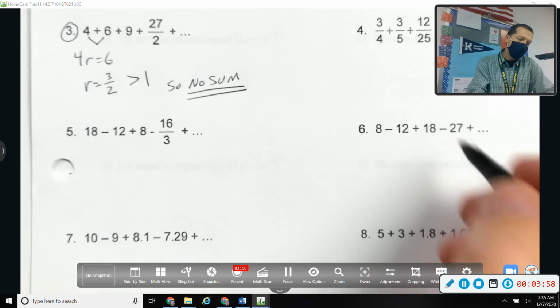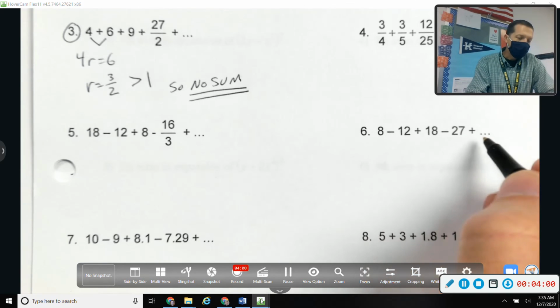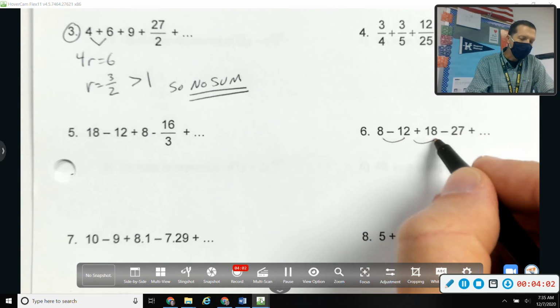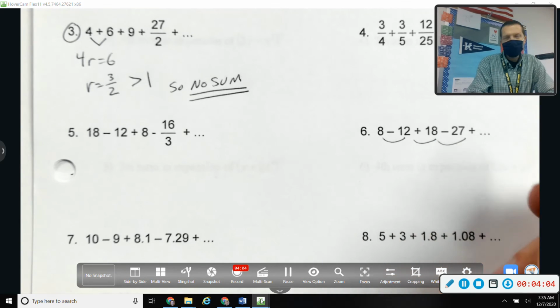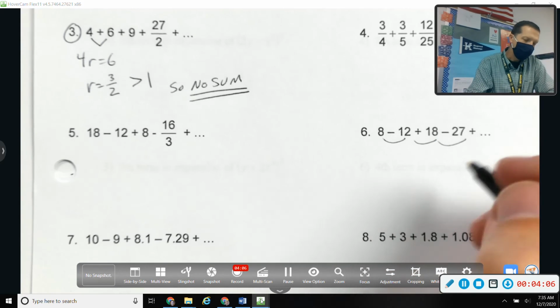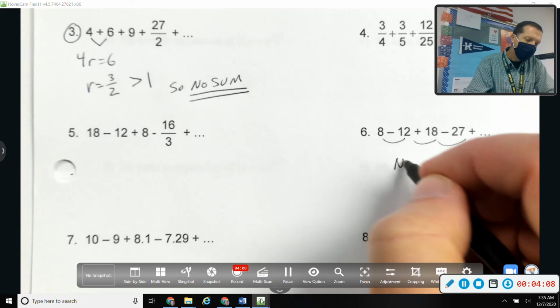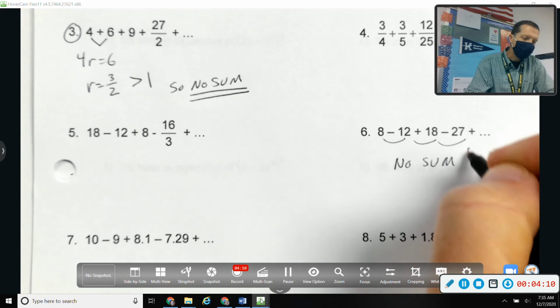And same thing with number 6. And again, you don't even have to find r. If you see that the terms are getting bigger, then you know that there's no way to add all those and get a regular number or get a non-infinite number. You can just right away say that there's no sum there. That doesn't work.